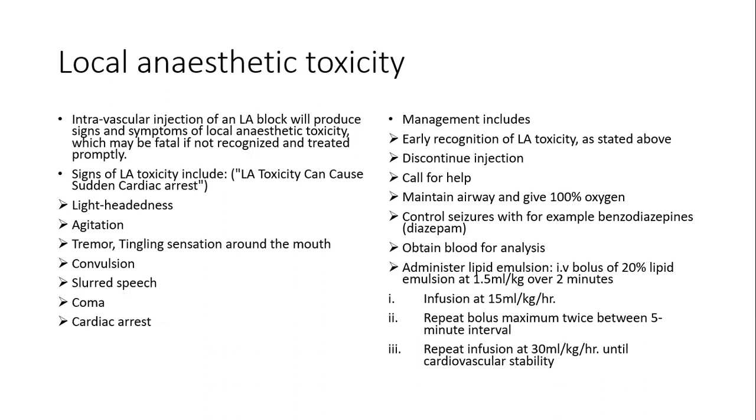Now, the agent of choice for management of local anesthetic toxicity is your lipid emulsion, all right? You give an IV bolus of 20% lipid emulsion at the rate of 1.5 ml per kg over 2 minutes. After your bolus injection, you want to give an infusion at 15 ml per kg per hour, and you can repeat the bolus administration twice, all right? But you must give at least a 5-minute interval. Repeat infusion at 30 ml per kg per hour until there's cardiovascular stability.